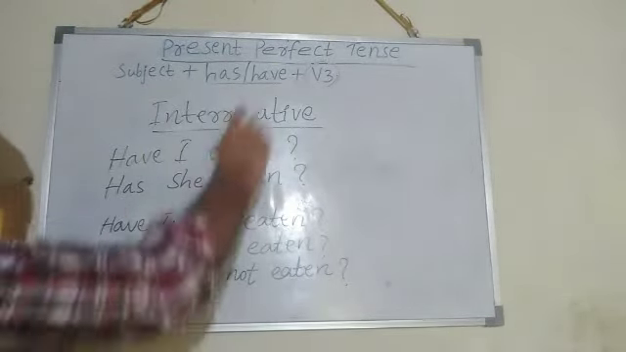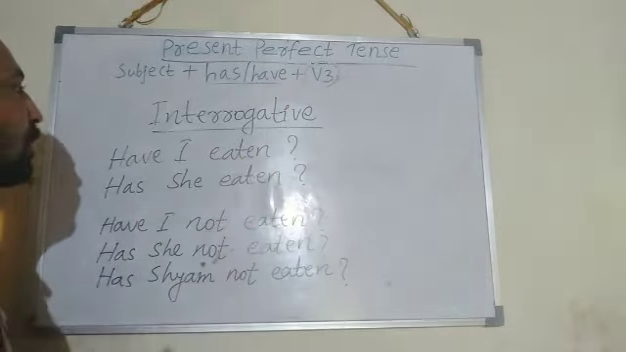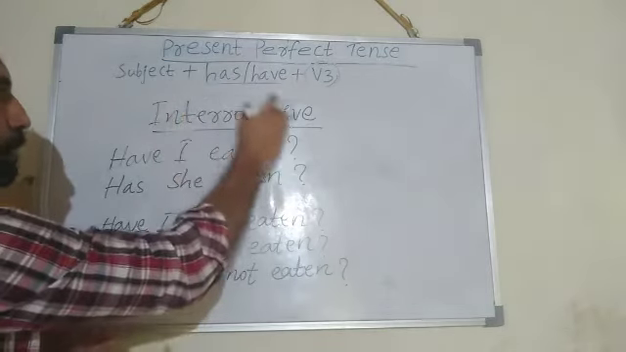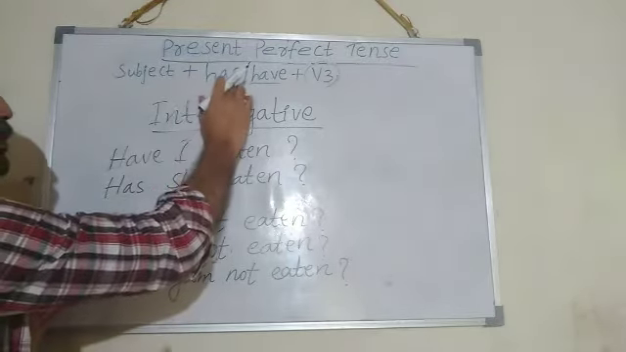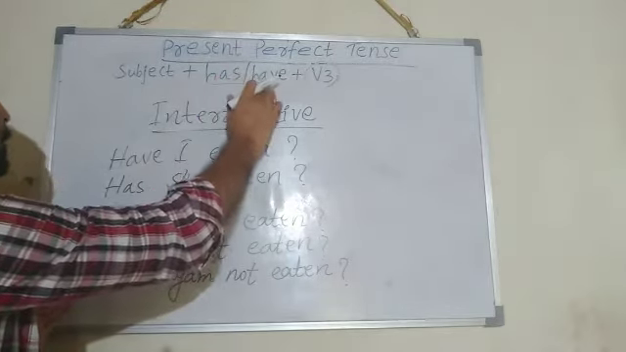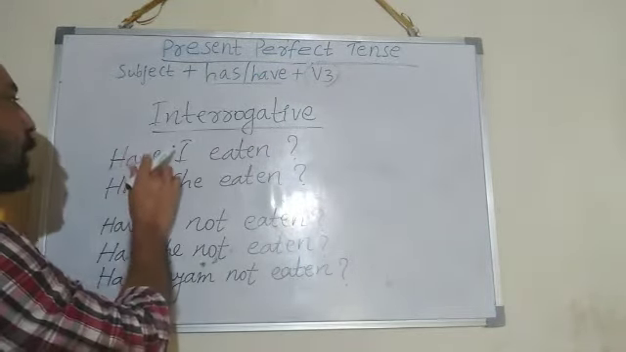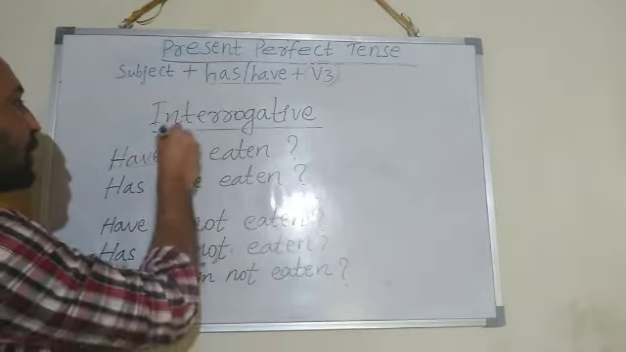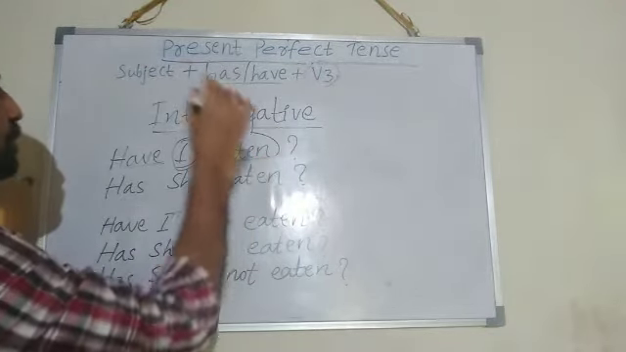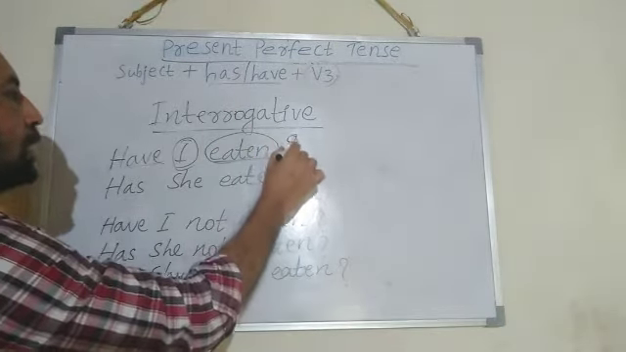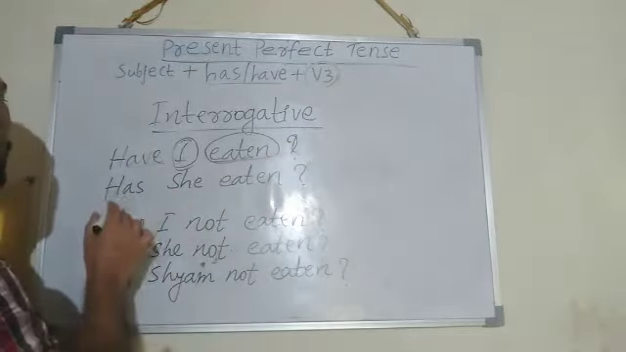Interrogative sentence of present perfect tense. Have I eaten? Has she eaten? These are examples for positive interrogative sentence. Right. Always remember here, first you have to use auxiliary verb or supporting verb in the beginning of the sentence. Here, have is used in the beginning of the sentence. After that, subject. Then, V3 form of the verb. At last, question mark that you have to put here. Don't forget.